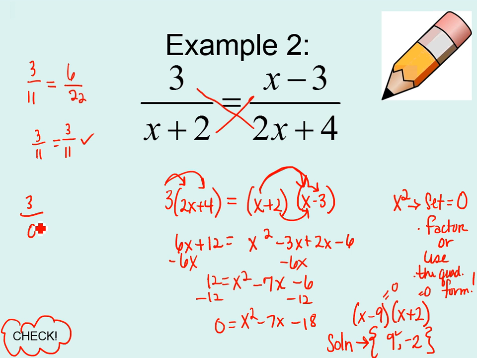3 over 0. We cannot have a 0 on the bottom. No 0 in the denominator, okay? If we ever get a 0 in the denominator, it doesn't even matter if the other side gives me 3 over 0 or whatever it equals. They do not equal. So this would be called an extraneous solution, and we would X it out. So the only answer that works for this problem is the 9.